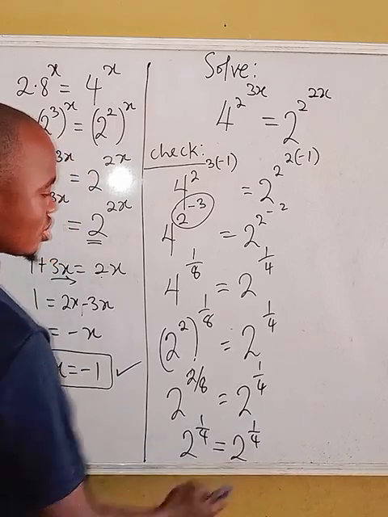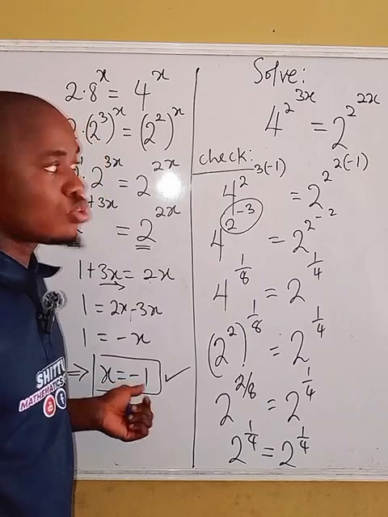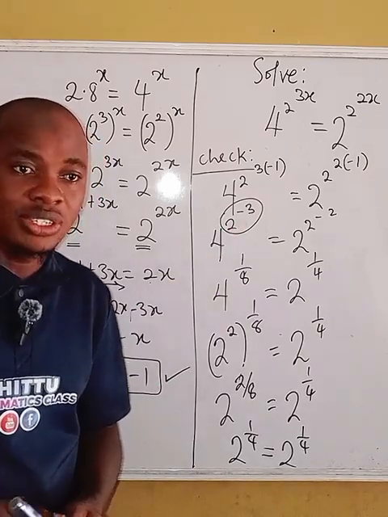Can you see? The two sides are the same. So that is why we have this x equals minus 1 to be the right answer or solution.